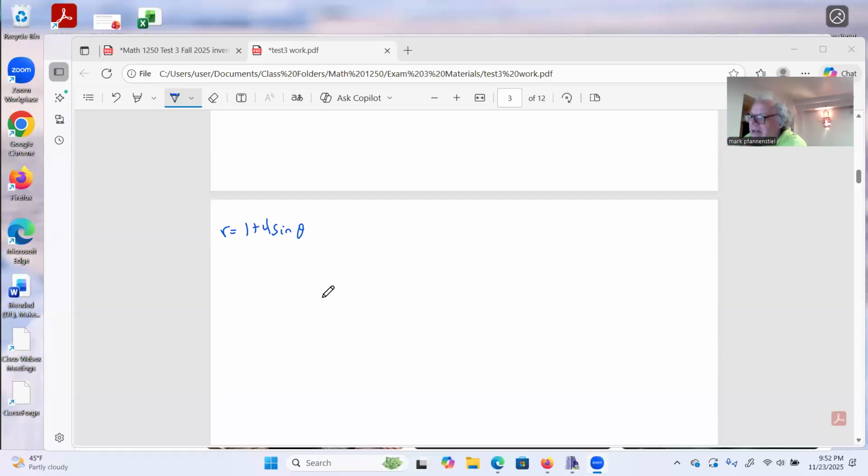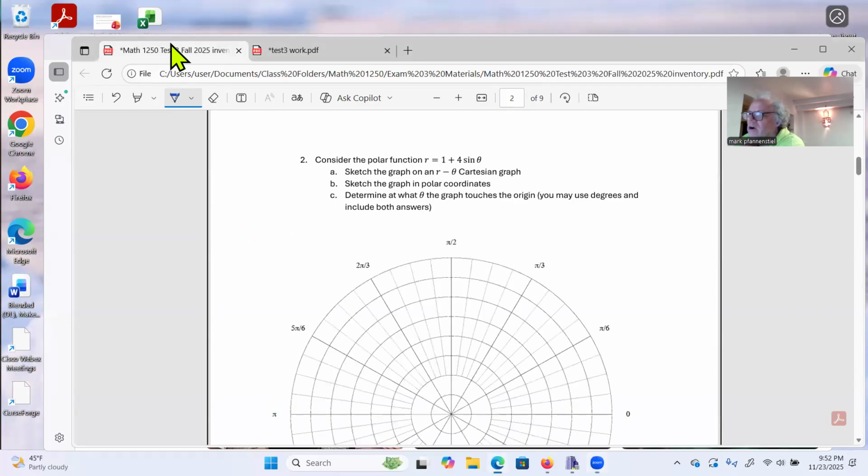All right, welcome back to pre-calculus. This is going to be problem number 2. I believe we are looking at trying to graph the polar function r = 1 + 4 sin θ. We've got to make a Cartesian type of graph. We've got to sketch it in polar coordinates, and we have to figure out at what angle the graph touches the origin. Please use degrees for these answers.